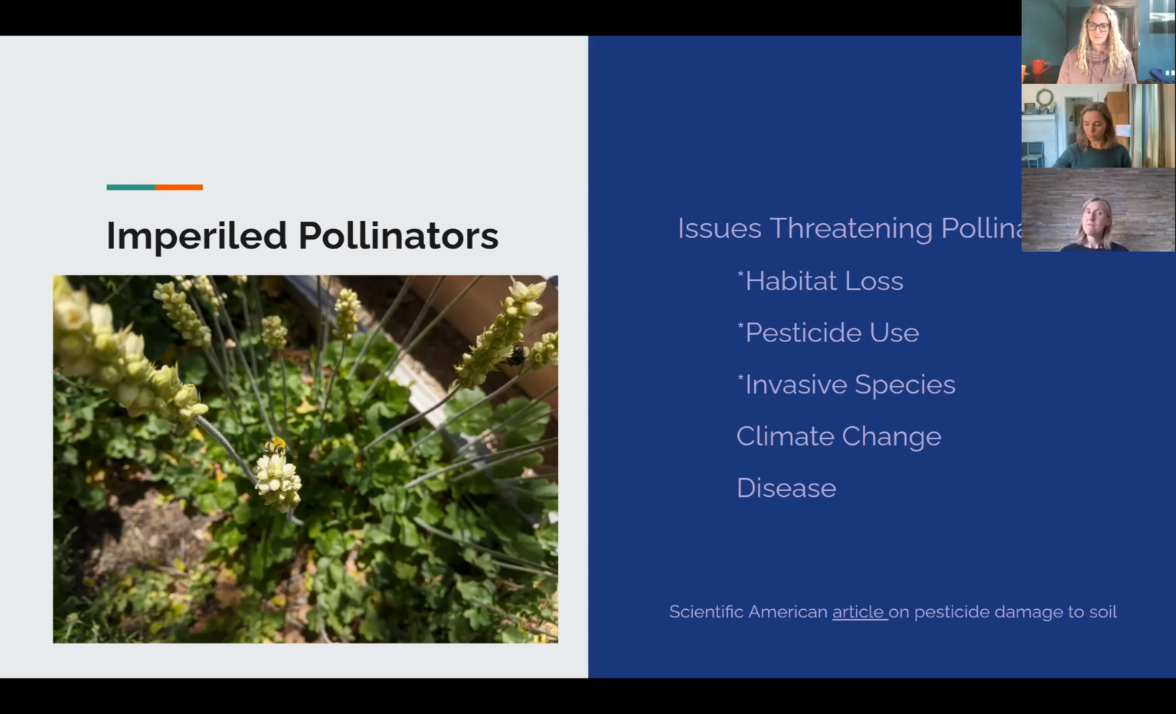Climate change, very big issue. Disease is an issue that we're still learning a lot more about with insects, but the top 3 issues facing pollinators have solutions. And the good news is that we can do something about these things. So next slide, please.